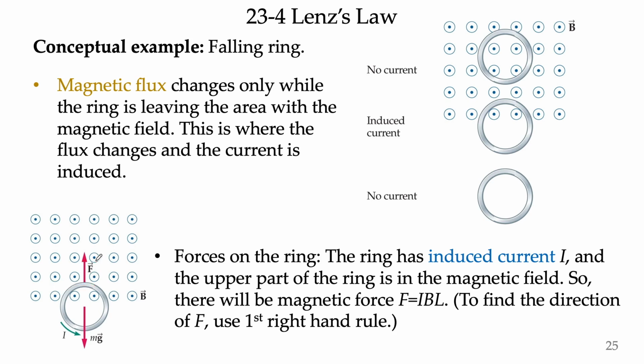Again, you see some magnetic braking here, so the ring is falling down, but there is definitely mg. It's falling down with the effect of mg, but there is some magnetic force in the upward direction, so it kind of reduces the acceleration a little bit.